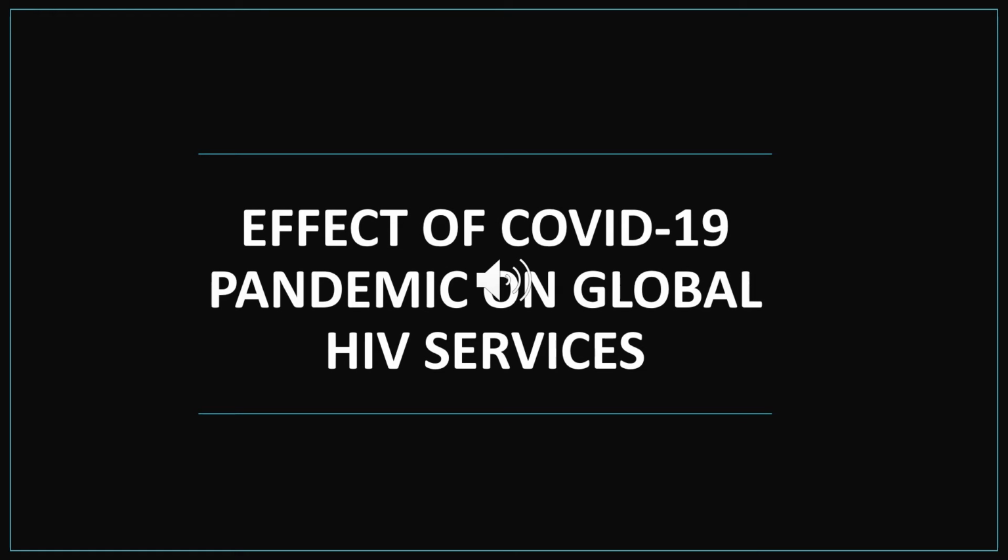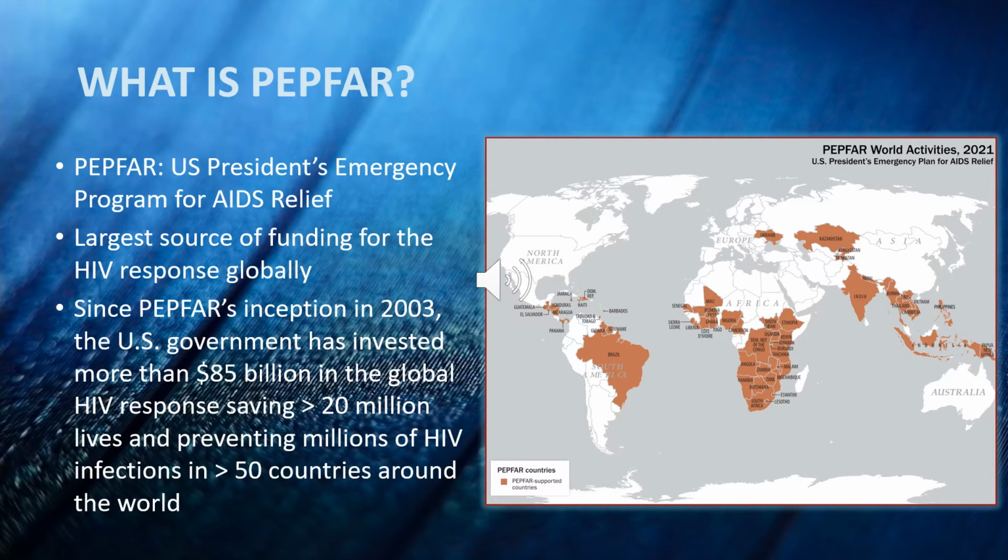Now let's turn to the effect of the COVID-19 pandemic on global HIV services. PEPFAR is the U.S. President's Emergency Program for AIDS Relief. PEPFAR is the largest source of funding for the HIV response globally. Since PEPFAR's inception in 2003, the U.S. government has invested more than $85 billion in the global HIV response, saving more than 20 million lives and preventing millions of HIV infections in more than 50 countries around the world.